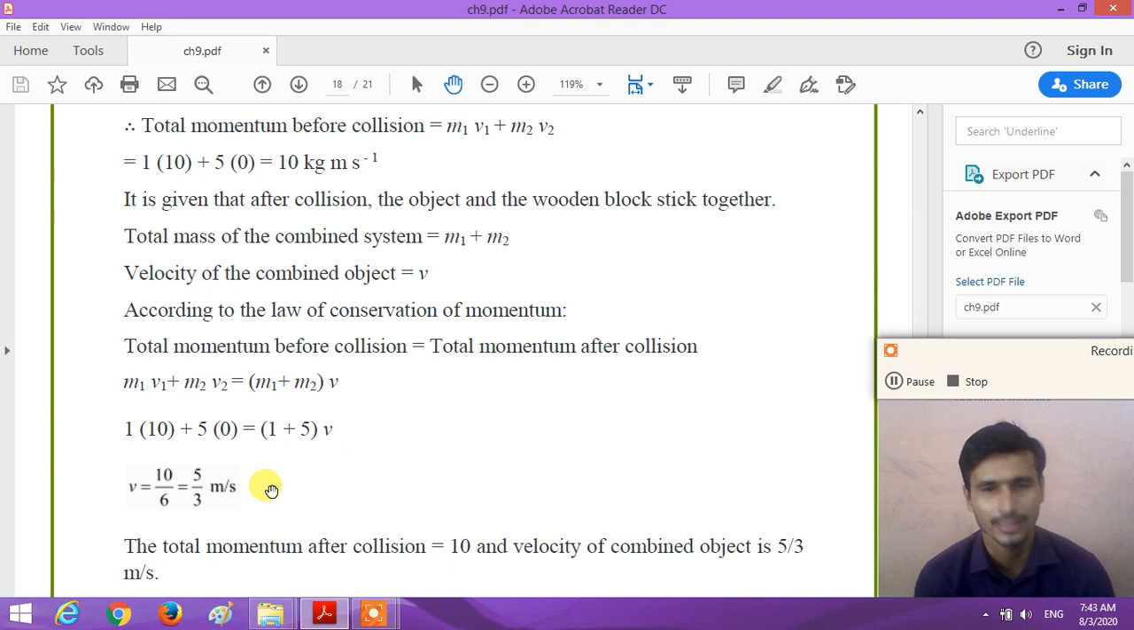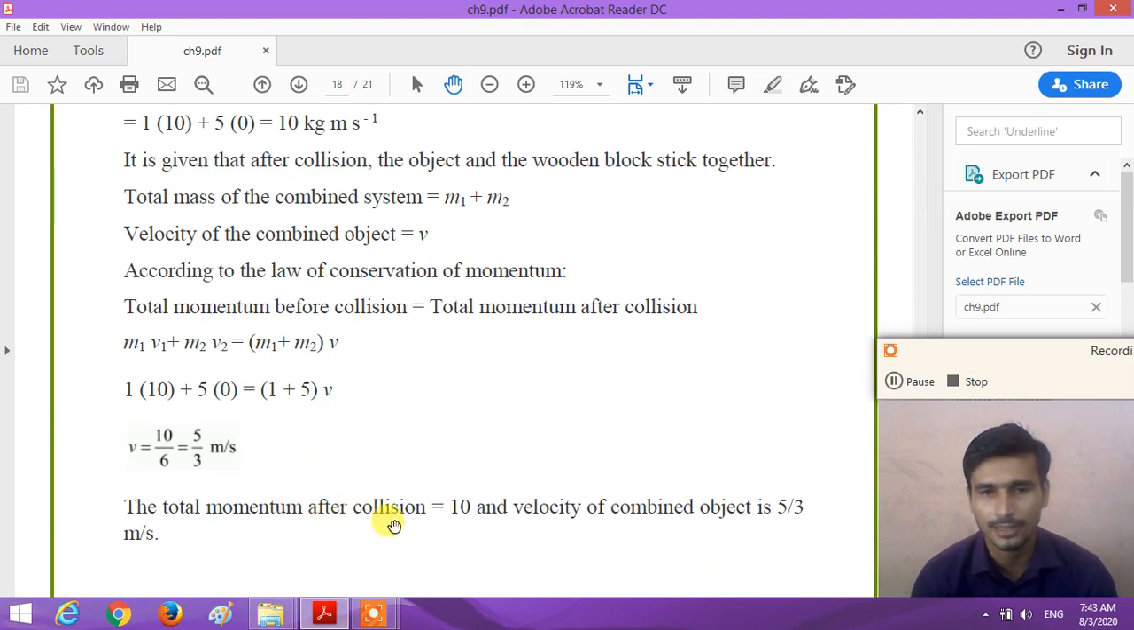5 divided by 3, it is approximately 1.6 something, right? So the total momentum before the collision is 10, total momentum after the collision is also 10 kilogram meter per second, because m into v, 6 into v is 10 by 6, we get the total momentum after the collision is 10, and the velocity of the combined object is 5 by 3, or approximately 1.6, right?